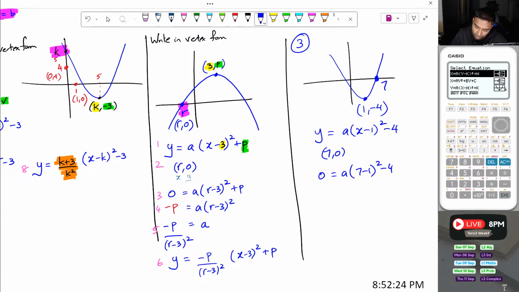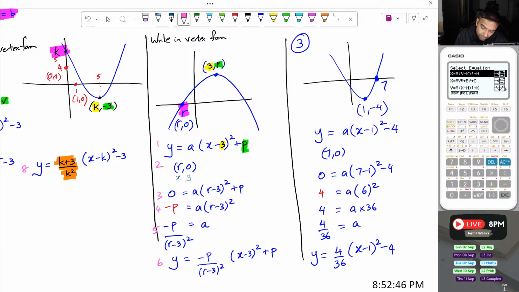Rearrange it. We've got positive 4 here equals a times 6 squared. 4 is equal to a times 36. So a is equal to 4 over 36. Now you can actually leave your answer like this. You can say 4 over 36 multiplied by x minus 1 squared minus 4. And that's pretty much it for vertex form right there. I mean, you guys got it.